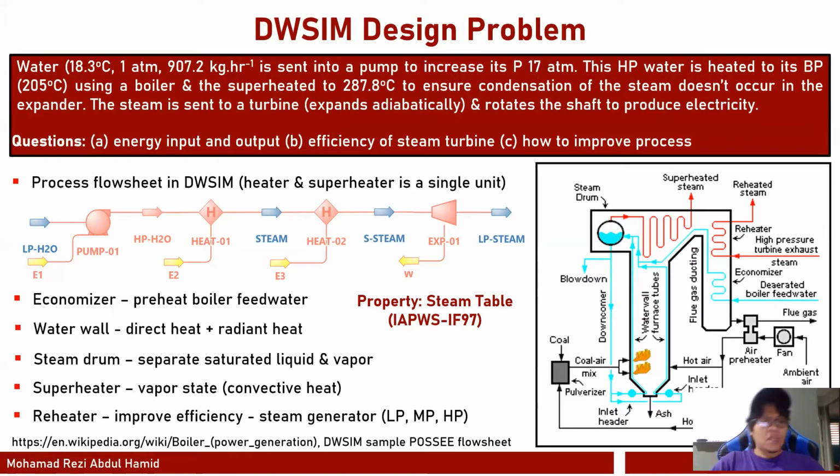A few things that I really want to discuss here. Even though we have a heater 1 and heater 2 in our simulator, in reality, the way I see this, they are one single unit. Why do I say that? This is an example of a steam boiler to generate steam, normally to produce electricity, I guess.